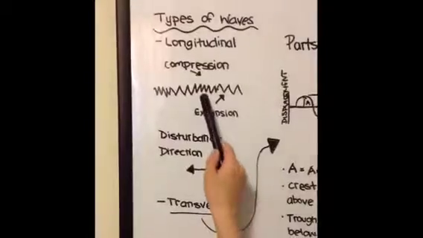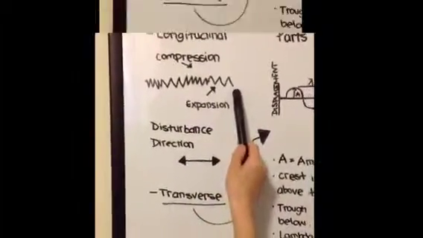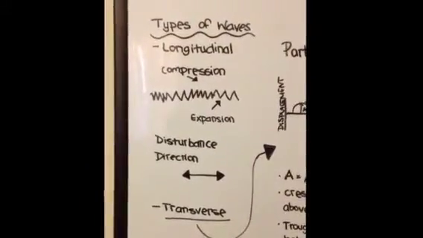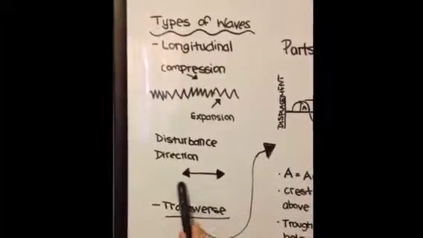This part is compressed and that part is expanded. The disturbance direction for a longitudinal wave goes back and forth.